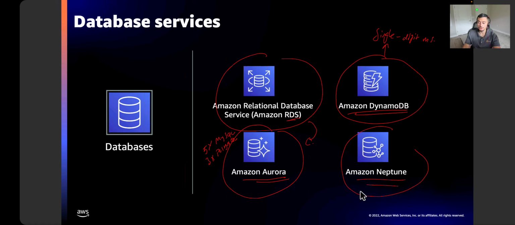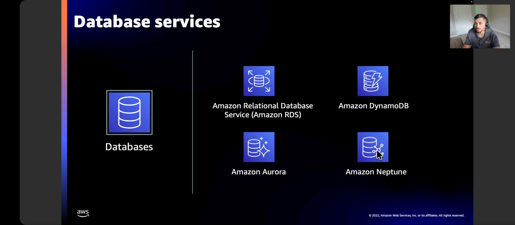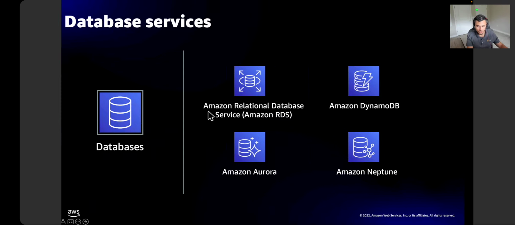And then Amazon Neptune is when you need a graph database that's built for the cloud. You would go with Amazon Neptune for things like social media engines and recommendation engines that use the actual relations as their data, right? Amazon Neptune allows you to build those graph databases for the cloud.